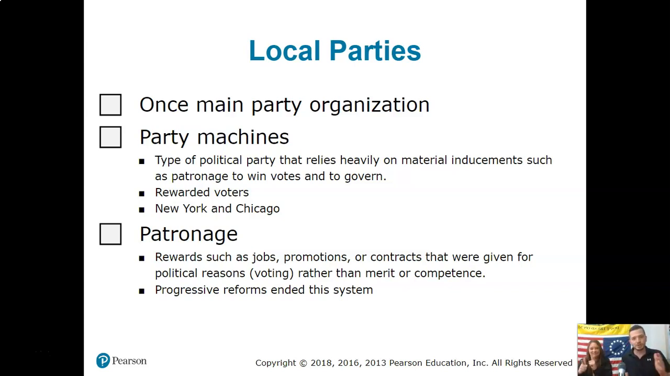Regardless, it was super powerful, and they relied heavily on patronage that you see here. Again, these are rewards such as jobs, promotions, and contracts that were given for political reasons, meaning voting, rather than merit or competence. We kind of talked about this a little bit with the bureaucracy and the civil service system, because this allowed a lot of people to get powerful government jobs without any qualifications for those jobs. I believe this was reformed through the Pendleton Act in 1883. That's right. Again, that was the progressive reforms that ended the system.